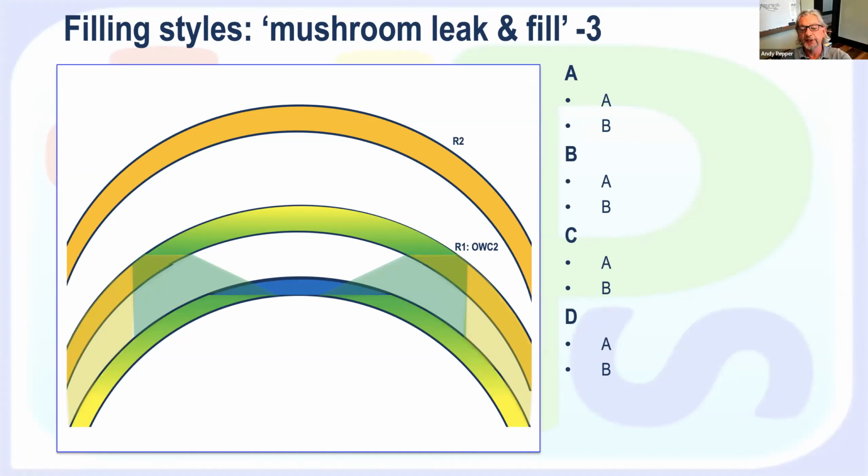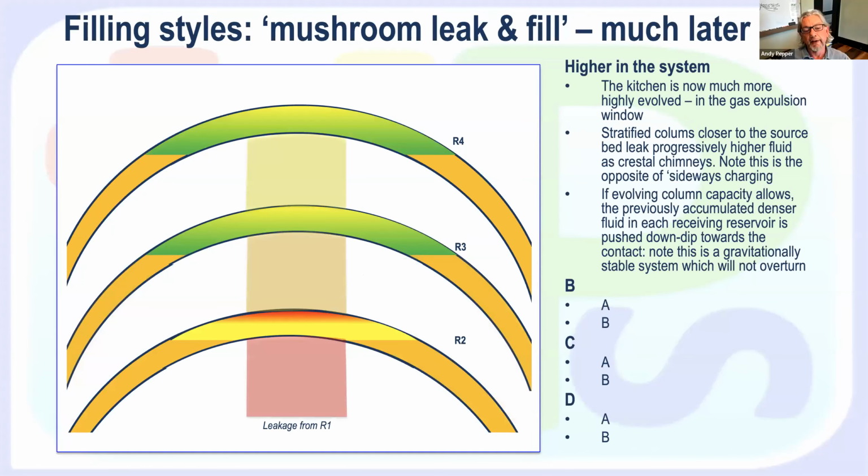And if we have stacks of systems like this, we get what I call this mushroom effect, where you have a stalk and you have a cap. And what happens then is that as the light fluid continues to come through, it pushes the heavy fluid down dip. And so again, we've got this gravitationally stable system here. And so the head of this mushroom has a whole range of high mature fluid at the top, low mature fluid at the bottom.